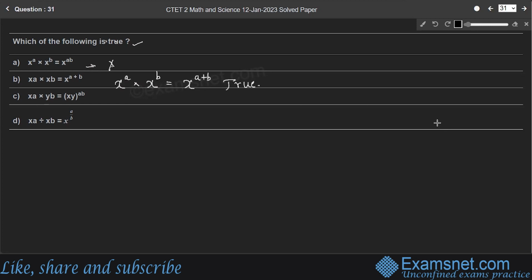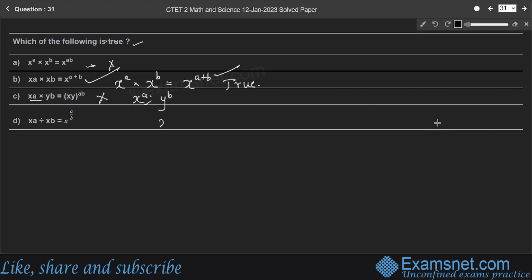Whereas the remaining options are not true, right? Here x raised to a into x raised to b is x raised to a plus b. Option B is the right answer. So first option is not true. And the third option, x raised to a into y raised to b. These two are individual, separate terms, so we cannot club them. So option C is not true.